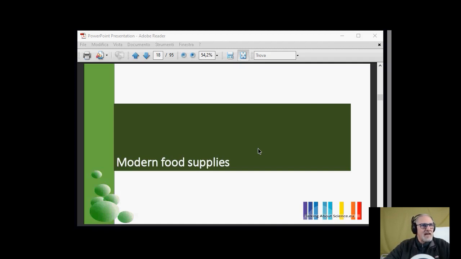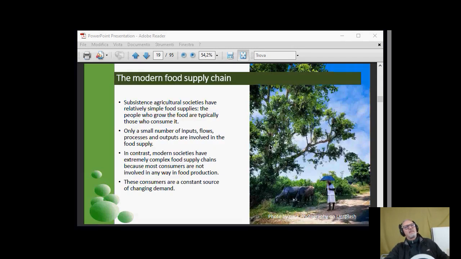Okay, so I'm going to have a quick look at some modern aspects of food supplies, the modern food supply chain. So subsistence farming is relatively simple. Most people grow stuff and they eat it, and that's it. They may have a little bit of excess, which they then exchange or barter for something with someone else. But the overall system is relatively straightforward.